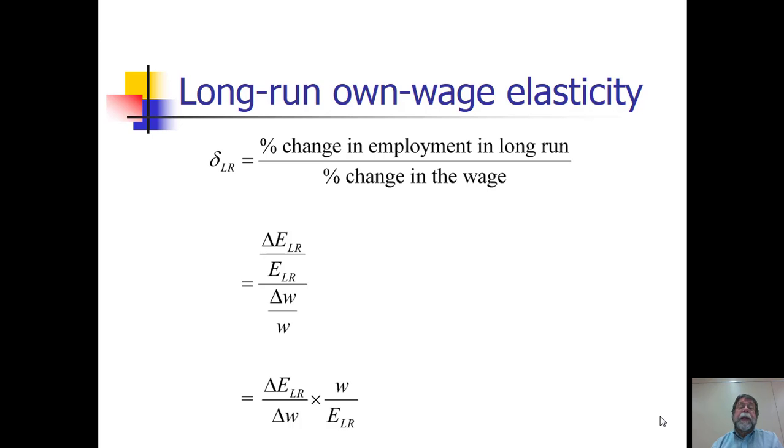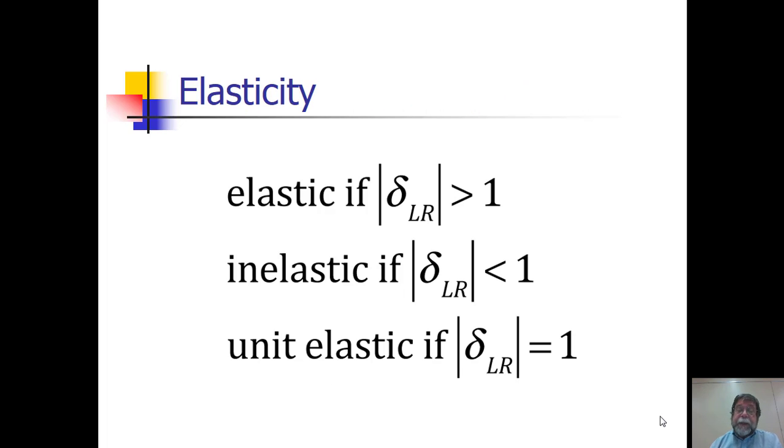We can do the same thing for the long run, and the definitions are basically the same, except here we're dealing with long run employment levels. We say that labor demand is elastic in either the short run or the long run if the absolute value of the elasticity is greater than 1. It's inelastic if the absolute value of elasticity is less than 1, and we say it's unit elastic if the absolute value equals 1.